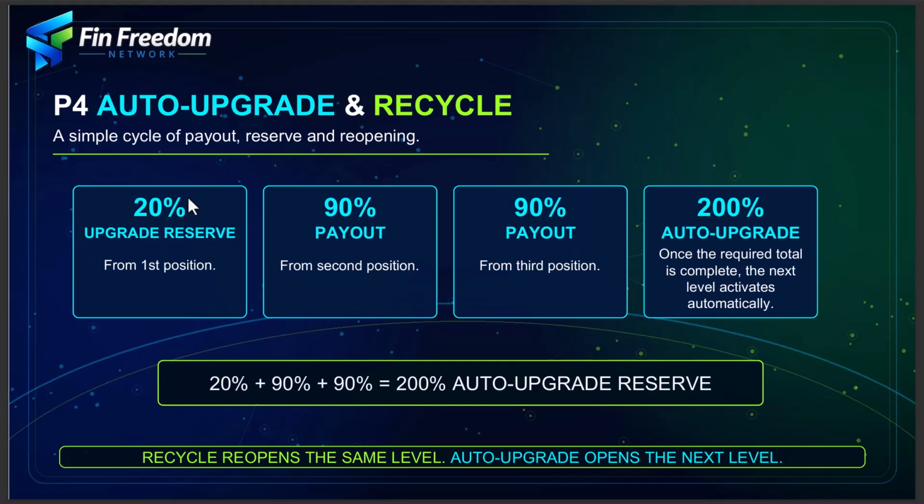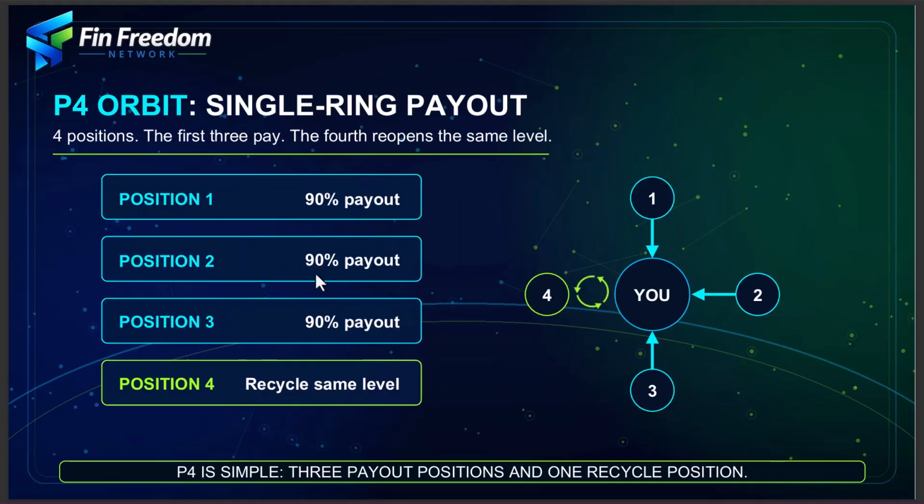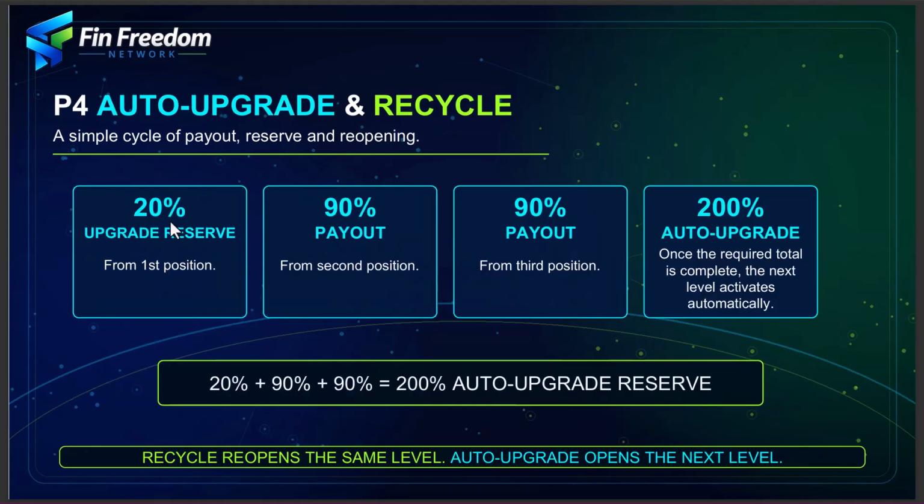Alright? So in your P4 orbits, 20% is reserved for auto upgrade, and 90% is reserved for your auto upgrade to your next level. Okay? That's how it works. So if you are on level 1, to move to level 2, 20% of your level 1 will be reserved, 90% will be reserved, and 90% will be reserved in these various positions to auto upgrade you to the next level.